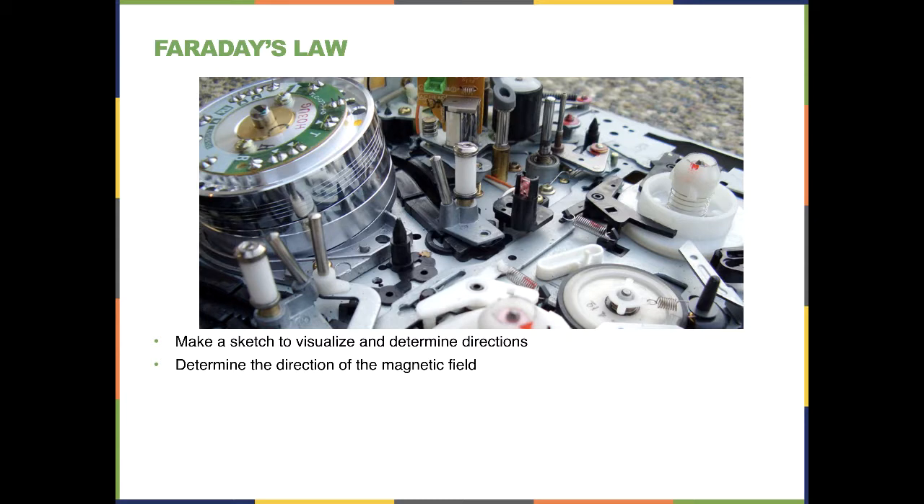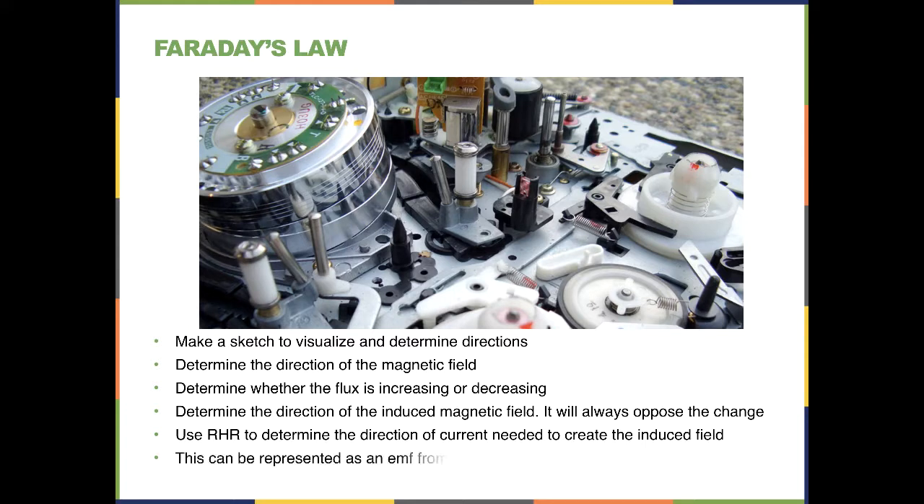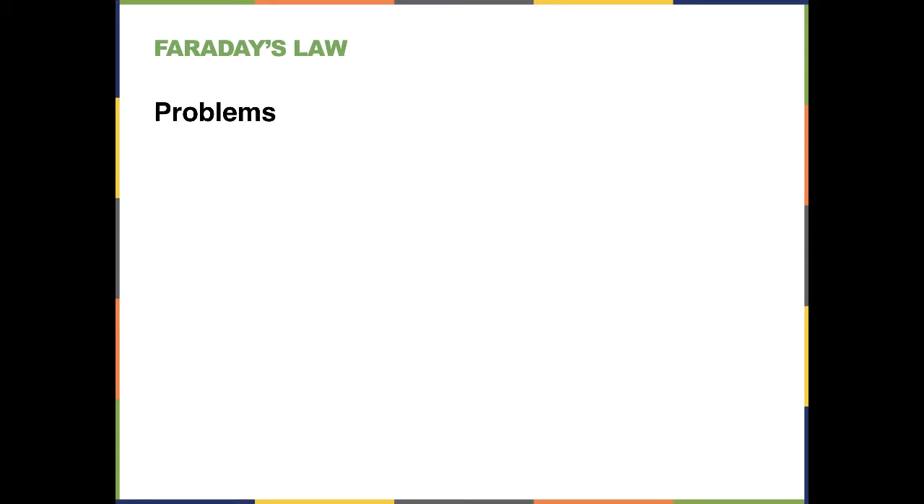You determine the direction of the field, then whether the flux is increasing or decreasing. The direction of the induced magnetic field will always be opposite to the change in flux. Using the right-hand rule, you can use that opposite to infer the direction of the current needed to create that induced field. You can represent this as an EMF from positive to negative. So let's take a look at a couple problems now.